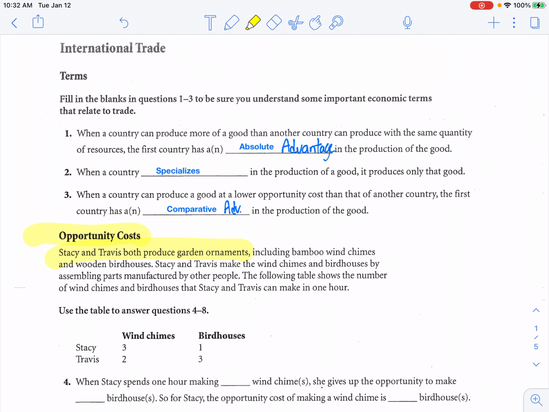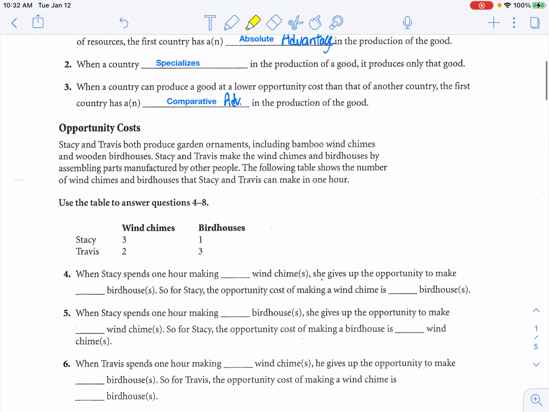Stacy and Travis make the wind chimes and birdhouses by assembling parts manufactured by other people. The following table shows the number of wind chimes and birdhouses that Stacy and Travis can make in 1 hour. So according to the chart, if Stacy spends an hour making wind chimes, she can make 3 wind chimes. If she spends a whole hour making birdhouses, she can make 1 birdhouse. Travis, on the other hand, if he spends an hour making wind chimes, he can make 2, or if he spends a whole hour making birdhouses, he can make 3.